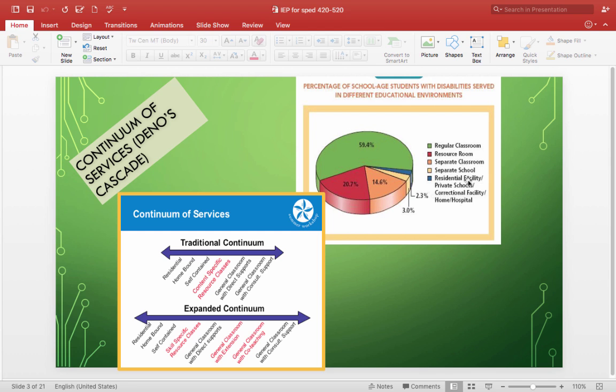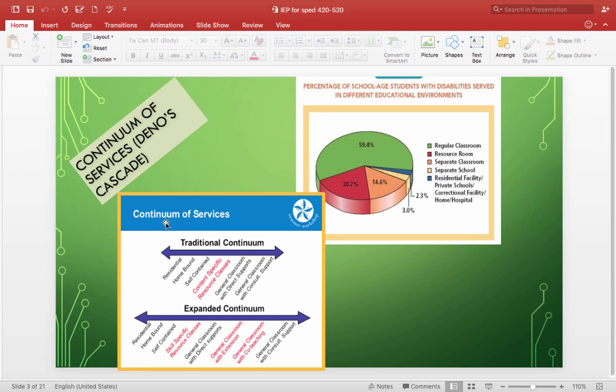This is called Dino's Cascade. Evelyn Dino in like 1968 or 69 came up with this idea. And for those of you who have had other classes with me, when you've taken assessment and we've talked about curriculum-based management, curriculum-based assessment, her son, Stan Dino, he's the one who came up with that in the late 80s and early 90s.